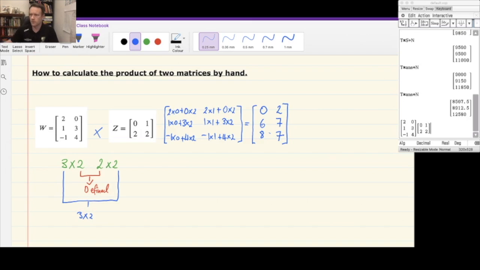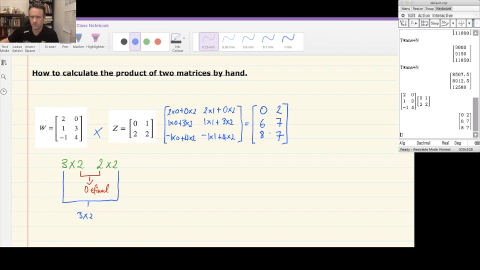So hopefully, if we go over to the CAS, which I've set up here, I've put the two matrices in. I should just be able to click exit, and we can check our answers. So 0, 6, 8, 2, 7, 7, and we can give ourselves a big tick.